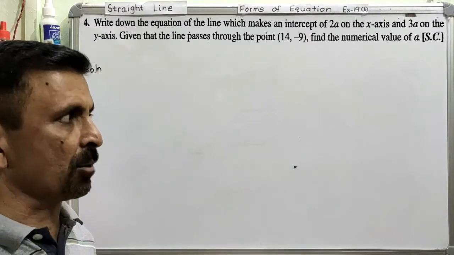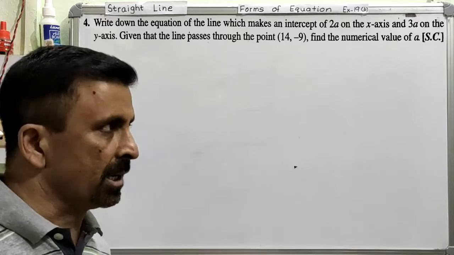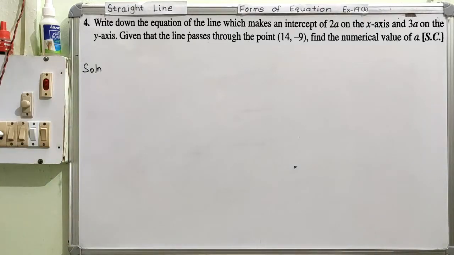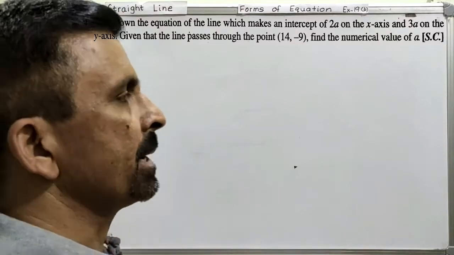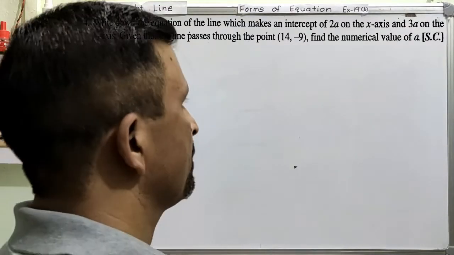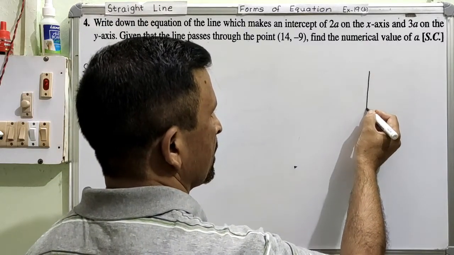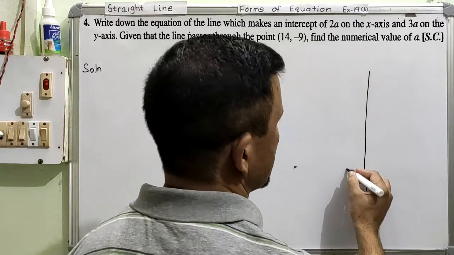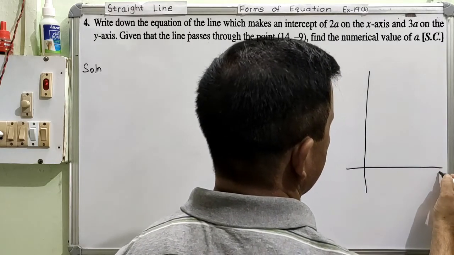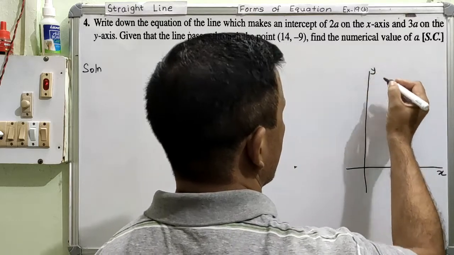It is very close to question number 3, right? So let us see first of all what question number 4 says. Question number 4: write down the equation of the line which makes an intercept of 2A on the x-axis and 3A on the y-axis. Given the line passes through so and so, find the numerical value of A. Right? So let us draw the coordinate. This is y-axis and this is x-axis.